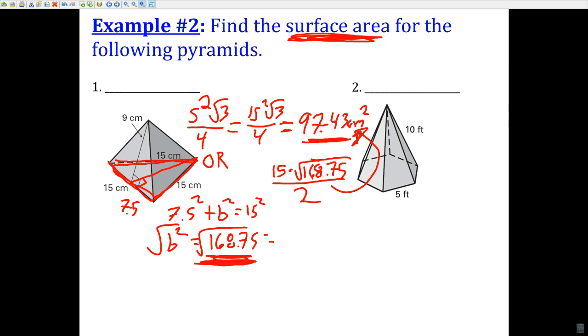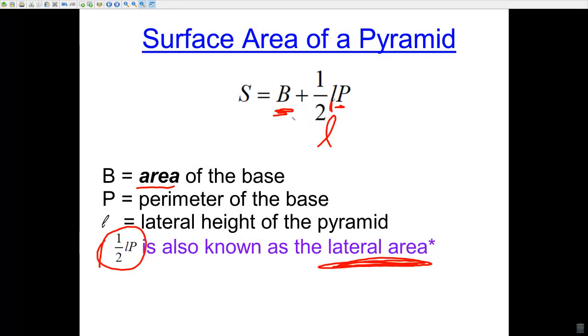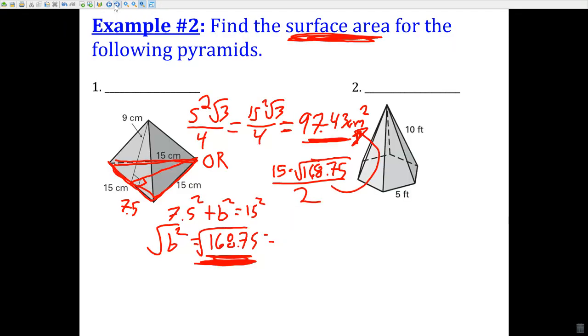Okay, so back to our formula. Hold on, we need different colors. Go back to our formula to find the surface area for any pyramid. Area of the base, we just found that, plus 1/2 times the slant height times the perimeter. All right, so let's do that. We have the base, which is about 97.43. Now have the whole thing on your calculator so you get the right answer in the worksheets and things like that.